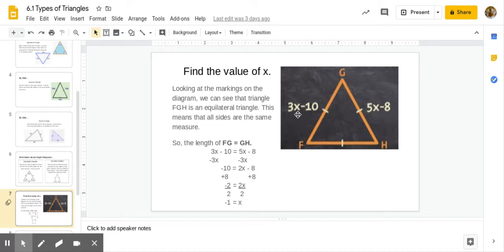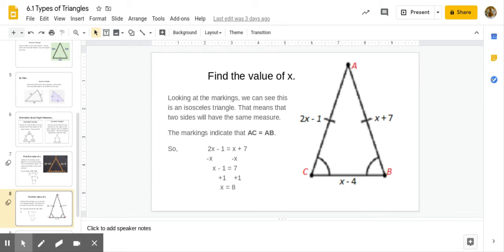Now, we could plug that in up here and see what those lengths would happen to be, but we don't have to. And then we have a question regarding this triangle, and you'll see there's x's on all 3 of the side lengths, but I can't use all 3 of them because this is not an equilateral triangle. This is an isosceles triangle. So only 2 measures will be the same. And we have a tick mark here on CA and a tick mark here on AB. So those 2 are the same.